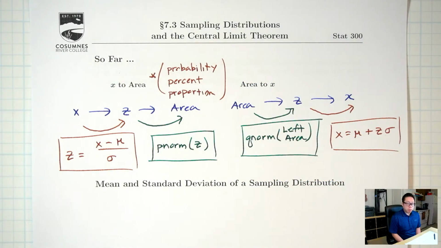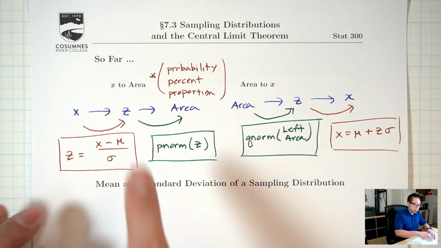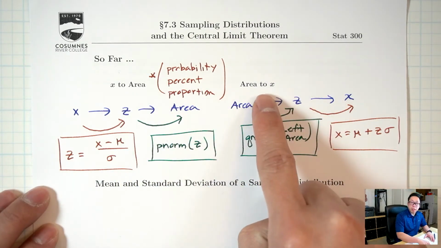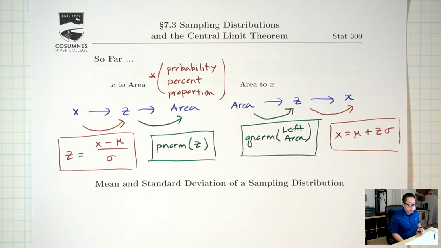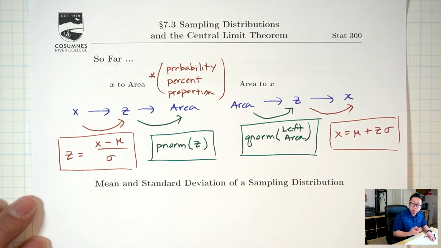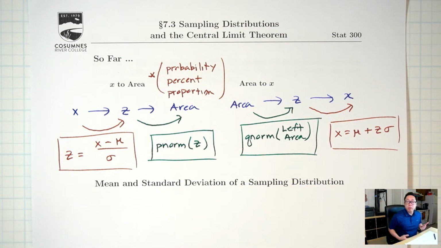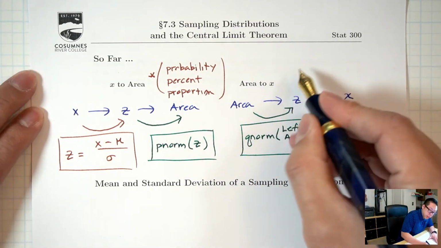In the last lecture, we talked about two main types of questions, x to area and area to x. And this was the workflow that we used to solve all of those questions. Now, in the last section, I was careful to include the words normally distributed in every single question. And the reason is because p-norm, q-norm, they both have the word norm in them, only work if your distribution is normally distributed. In other words, these only apply when your distribution looks like this.